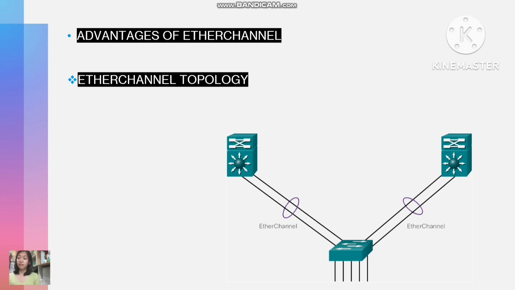Load balancing takes place between links that are part of the same Ether channel. Depending on the hardware platform, one or more load balancing methods can be implemented. These methods include source MAC to destination MAC load balancing or source IP to destination IP load balancing across physical links.